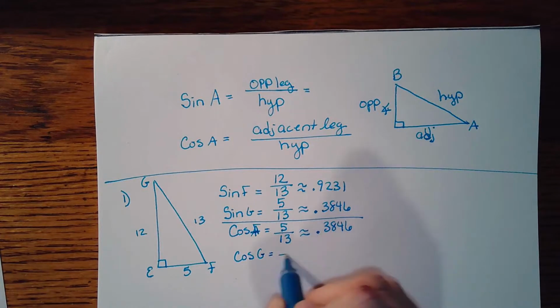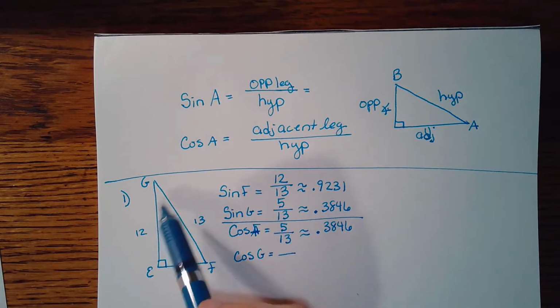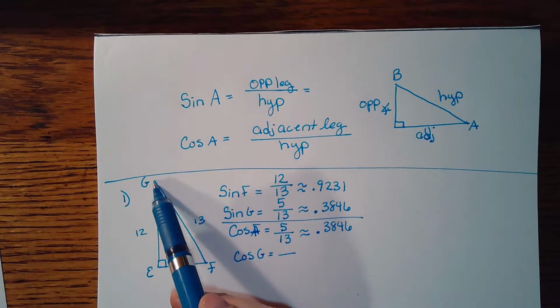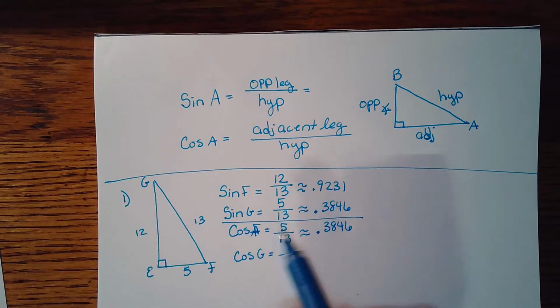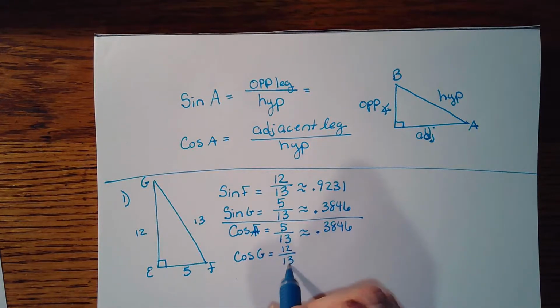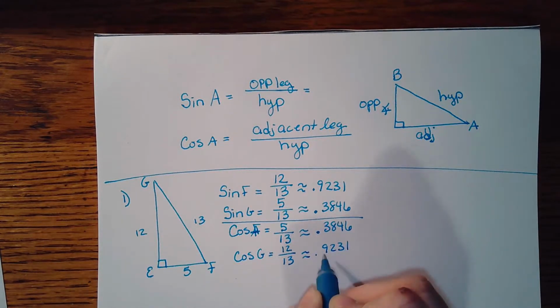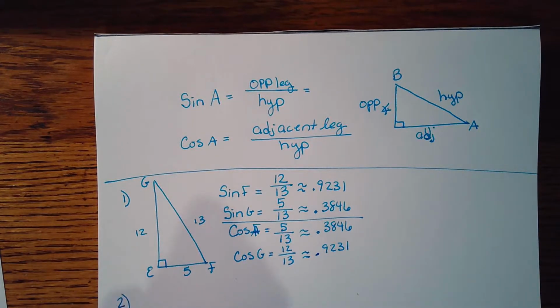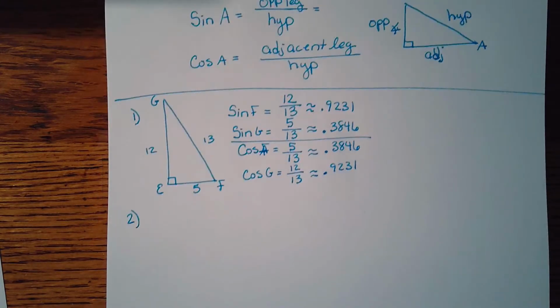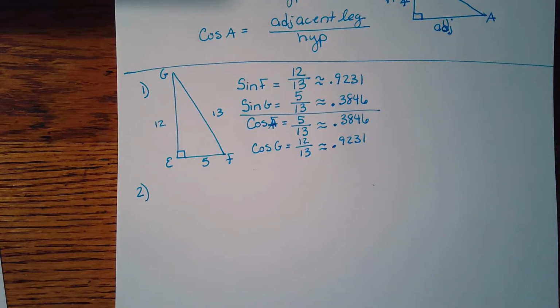So let's look at this. So if this is here, we're going to have the adjacent leg, which is 12, over the hypotenuse. So in this case, we have 0.9231. So this is the same anomaly you're going to see with each of these. So let's work through them all so that you have a good rounding of your notes.